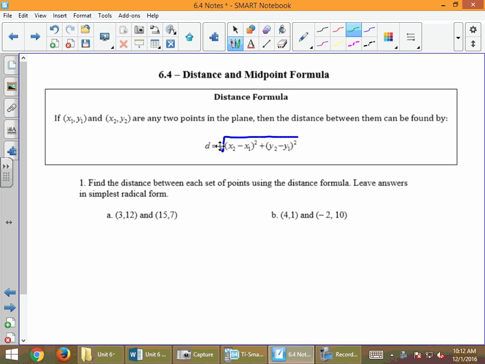So essentially all you're doing is you're subtracting the x's and squaring them, adding it to the y's being subtracted, squaring that, and then you take the square root of that whole thing. You just label your x1, your y1, your x2, and your y2, and then you plug those values into the formula and you simplify everything down. So let's do that. We're going to label x1, y1, x2, y2, just like you would with slope. Label it the same way.